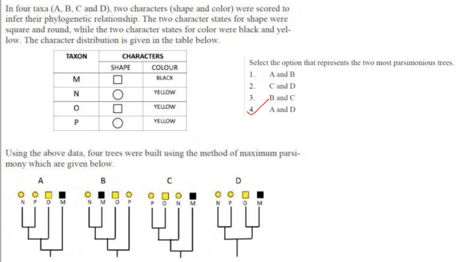Coming to the next question. In 4 taxa A, B, C, D, 2 characters, shape and color, were scored to infer their phylogenetic relationship. The 2 character states for shape were square and round, while the 2 character states for color were black and yellow. The character distribution is given in the table below.